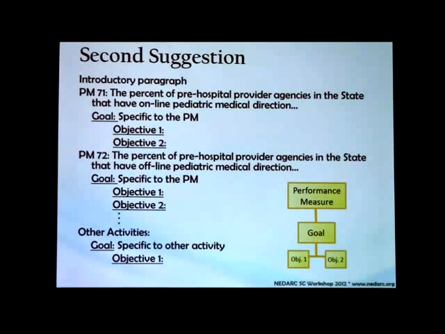Okay, as a second suggestion for structure, you would again want to introduce to your reviewer how you're setting up your section. Then you would have each of your measures listed and other activities, and then a goal specific to that measure and objective specific to that goal. So again, this org chart kind of shows you how that would be set up.